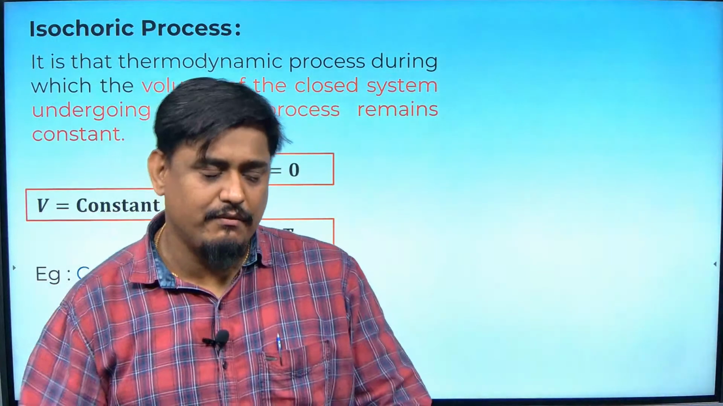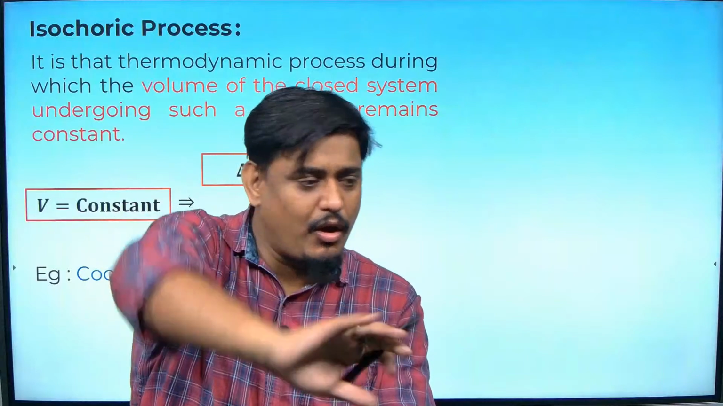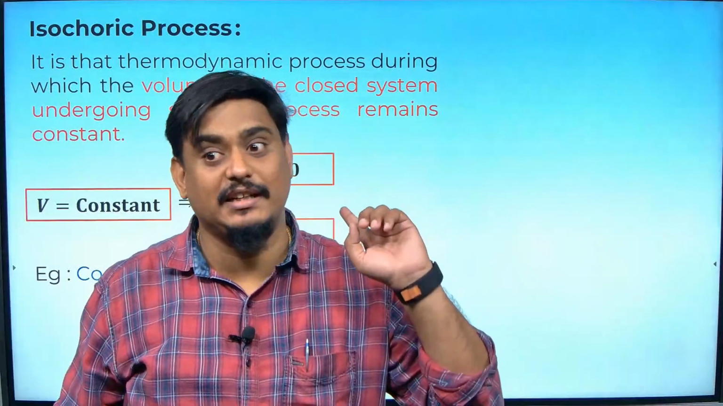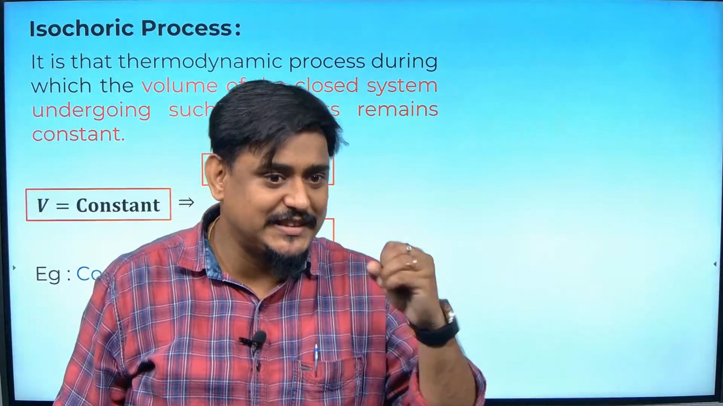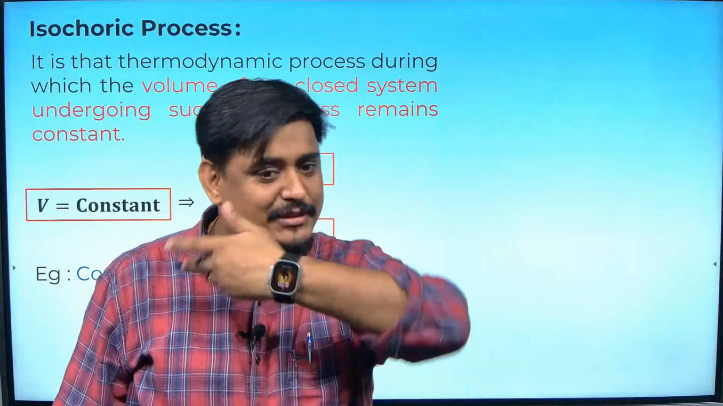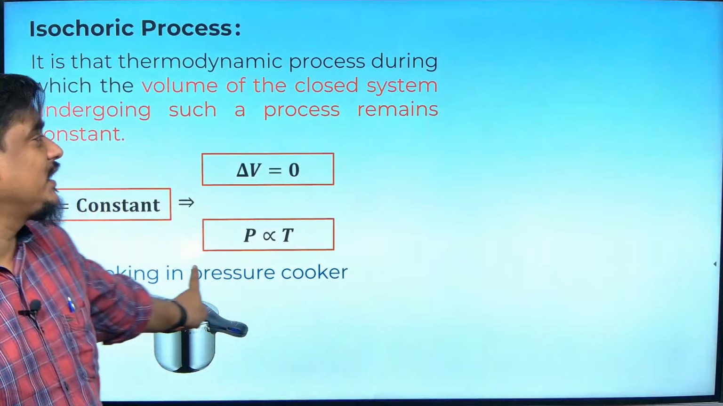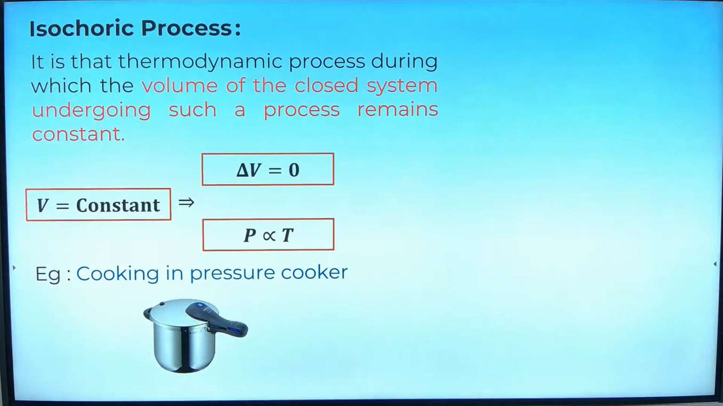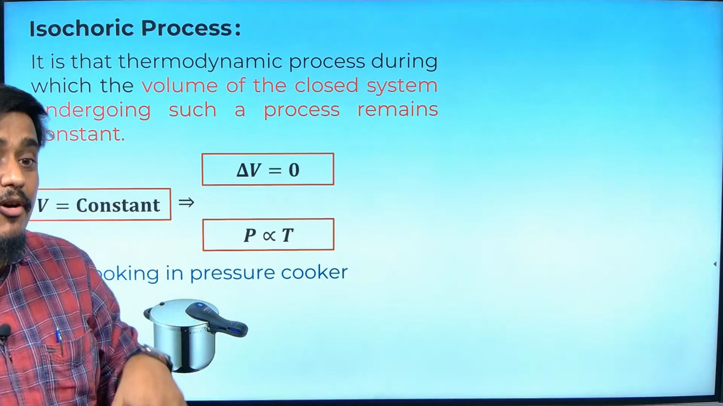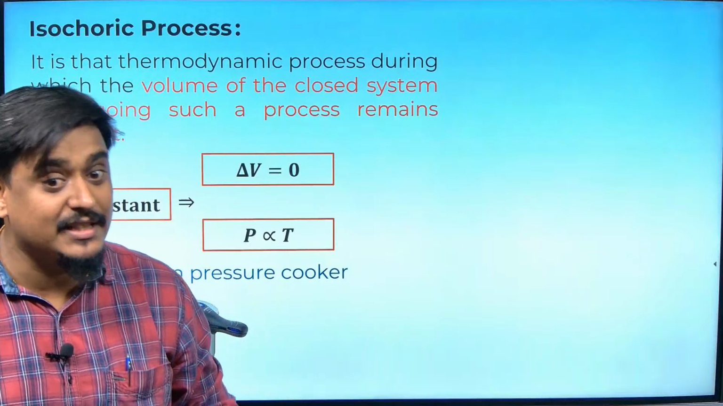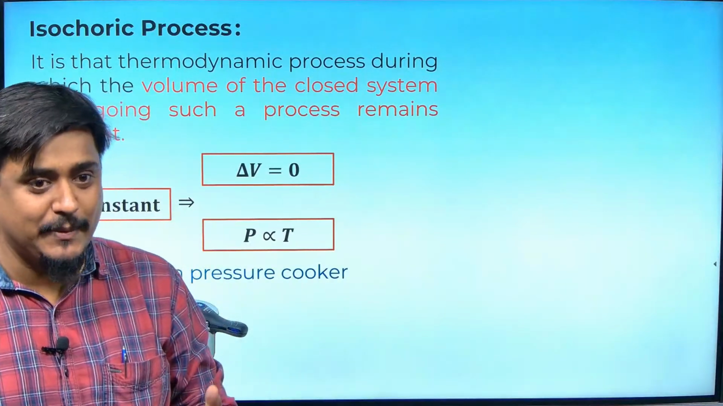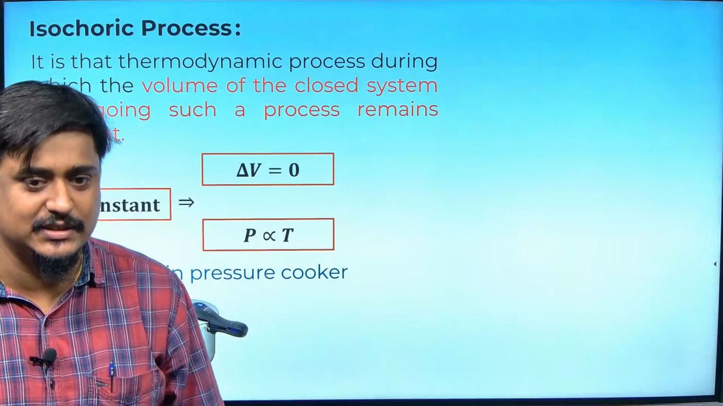What do we do? We keep everything, lock it. Before whistling, the pressure cooker is an example of isochoric process, where the volume is kept constant. When whistling happens, volume has changed, some steam escaped outside, isn't it? If it does not whistle, it will remain isochoric, but it may become a big accident, isn't it?